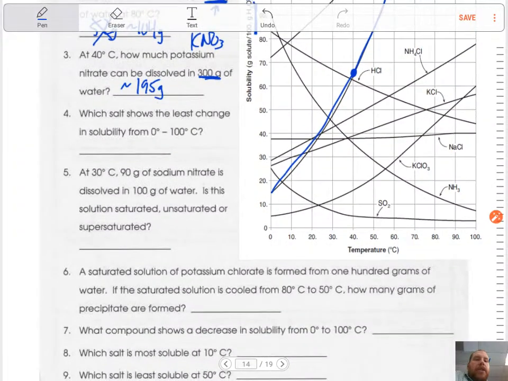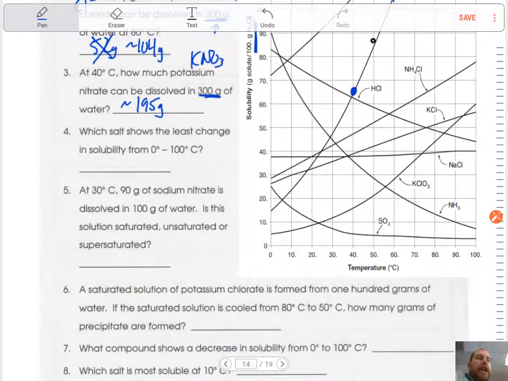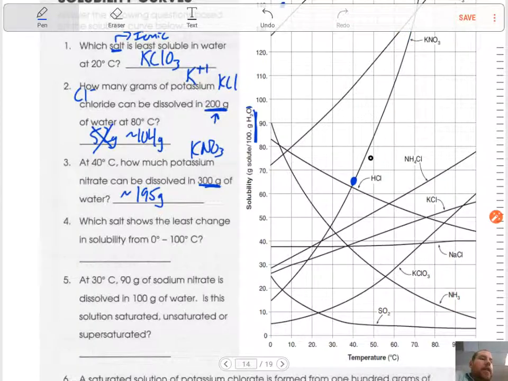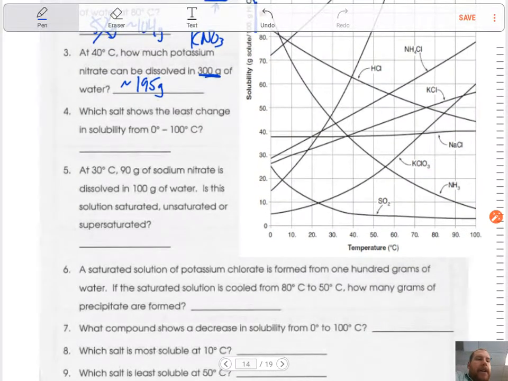Number 4, which salt shows the least change in solubility across this temperature change? So this should be pretty easy. Which one has the slowest curve or the lowest slope? NaCl.